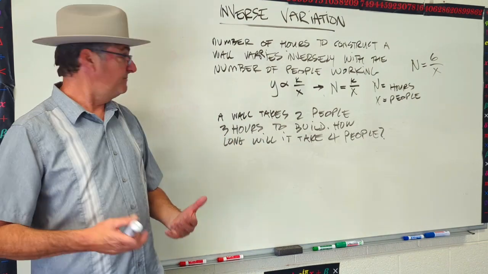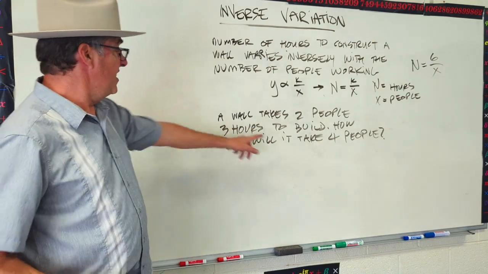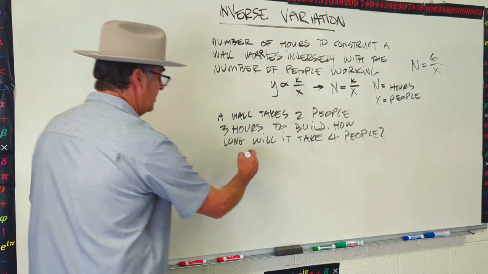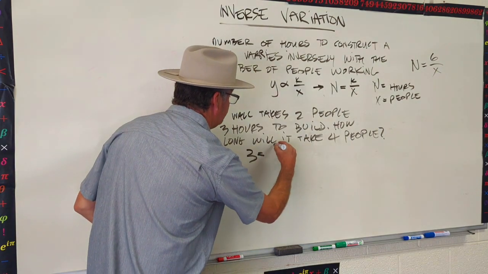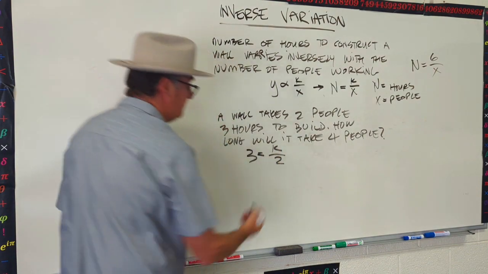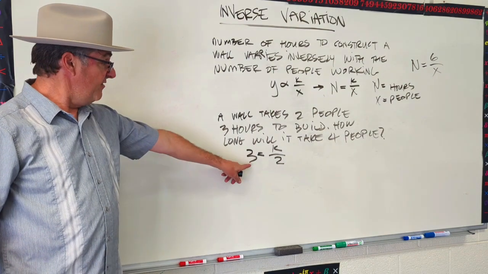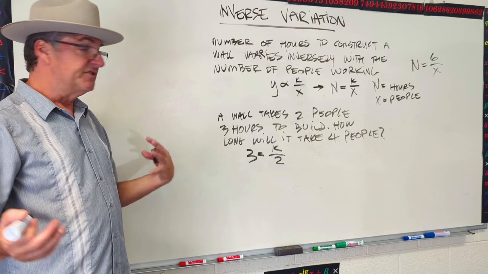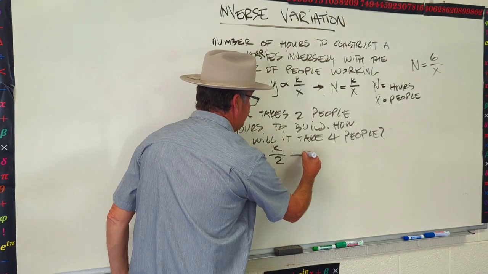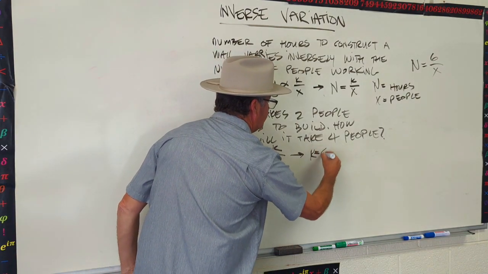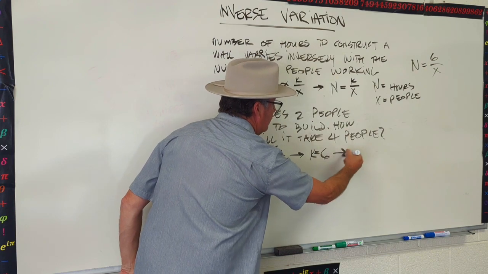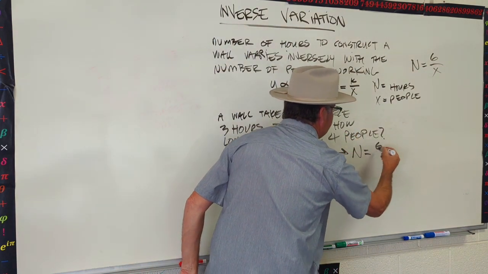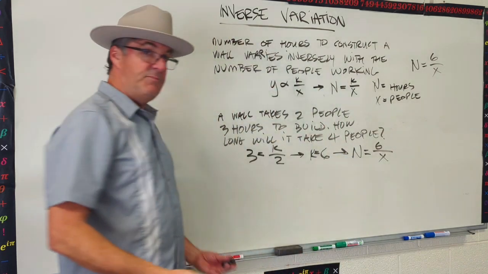Okay, let's see how you did. When we know that it takes 2 people 3 hours to build, we can write this equation. 3 hours equals k over 2 people. Okay, so that is our equation now, and since we have one variable in an equation, we can solve it for k, and indeed this gives us k equals 6. So now we know that our expression is number of hours equals 6 divided by the number of people.